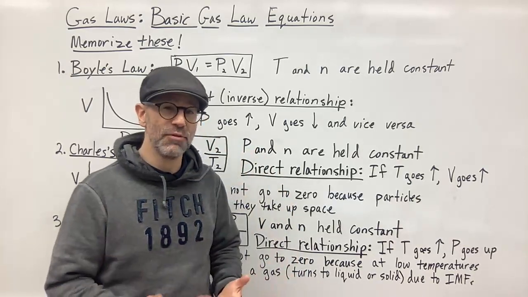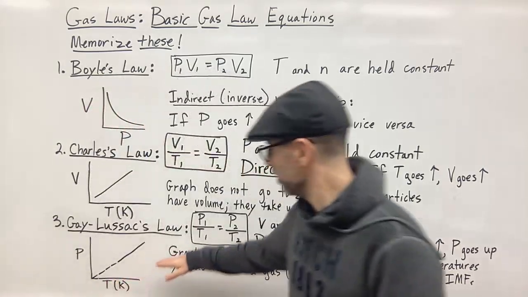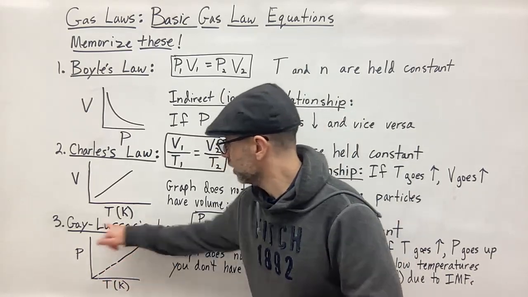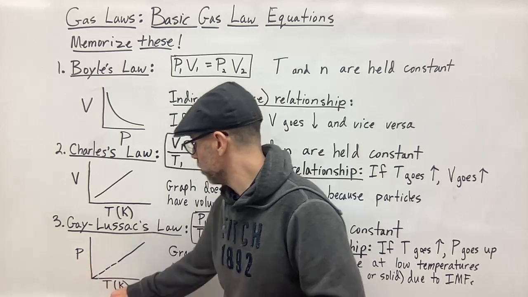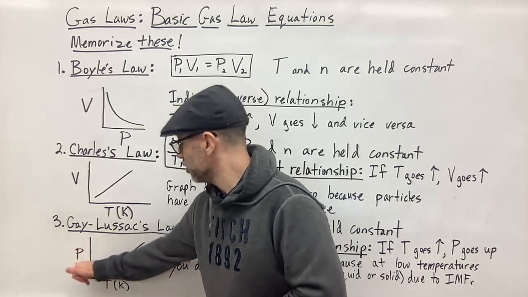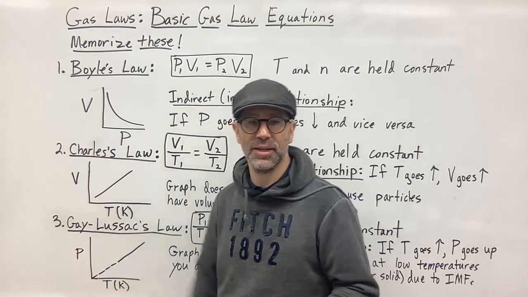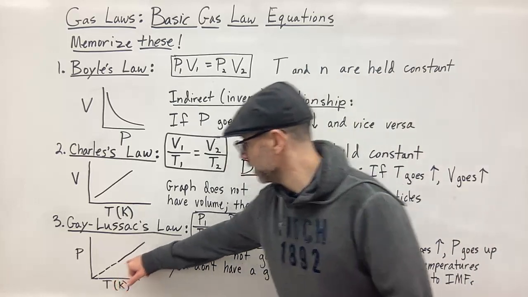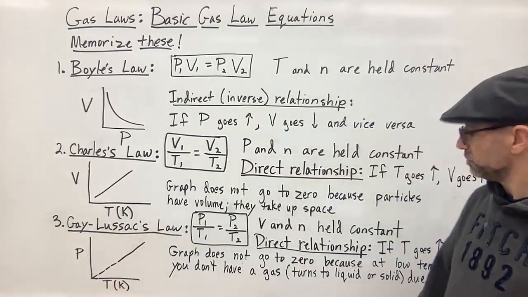And so because of that, you can't go to zero with this graph, because again, temperature and pressure. If you lower the temperature enough, you're not going to have a gas, so you're not going to have any pressure from the gas. So it doesn't work that way. But it still applies under normal conditions, so it works.